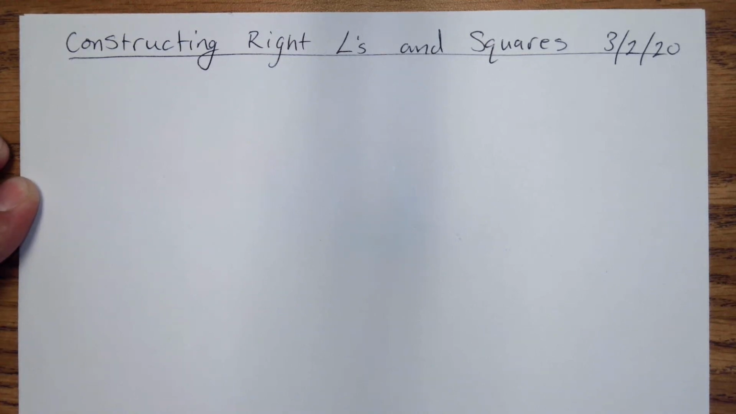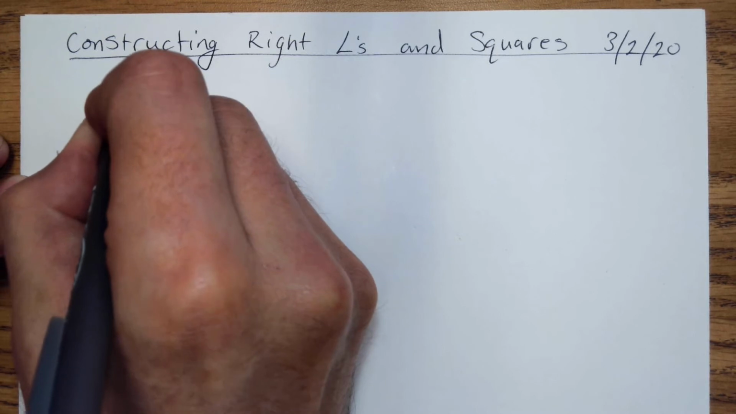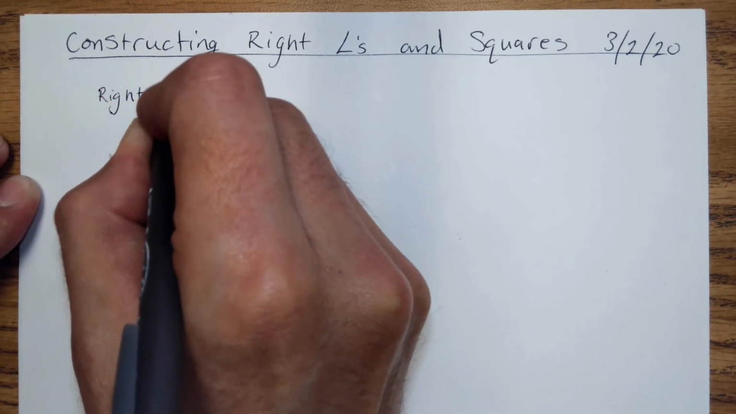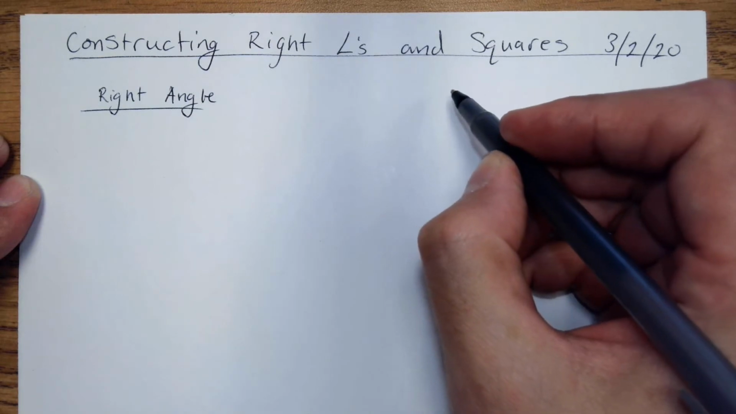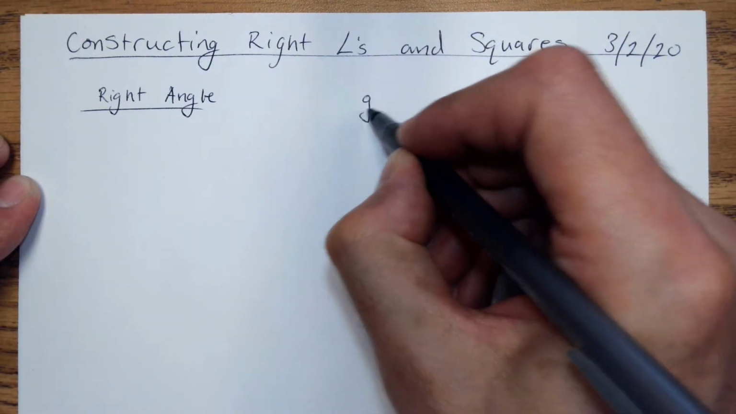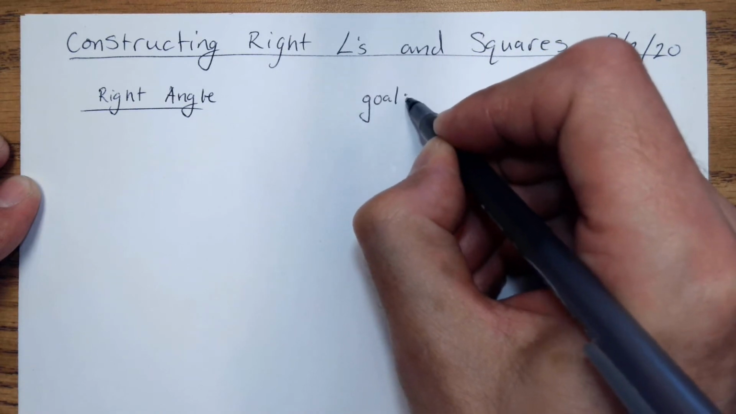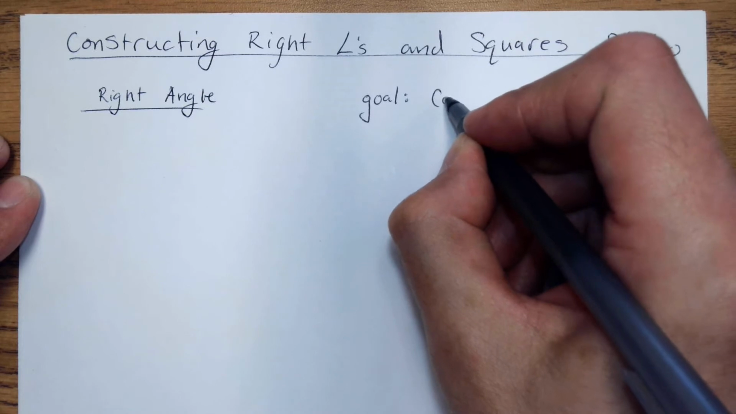So you should title it Constructing Right Angles and Squares. And the first thing that we're going to do is construct a right angle. And I'm going to state the goal over on this right side. Goal: construct a right angle at point C.